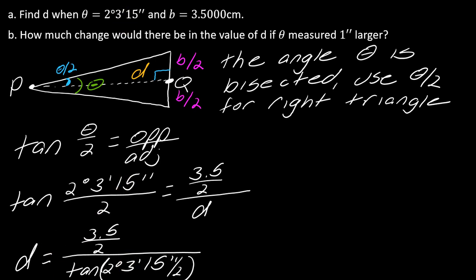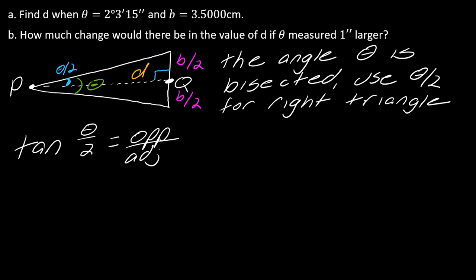When I do that, I get 97.613. Notice that we've got 5 significant digits here, which is how many I have in the given values. Okay, that was the first part. Then, how much change would there be if theta was 1 second larger? Now I'm just being asked to repeat all this work. For my theta, I'm just going to add 1 second to it, so instead of 15, it's going to be 16.